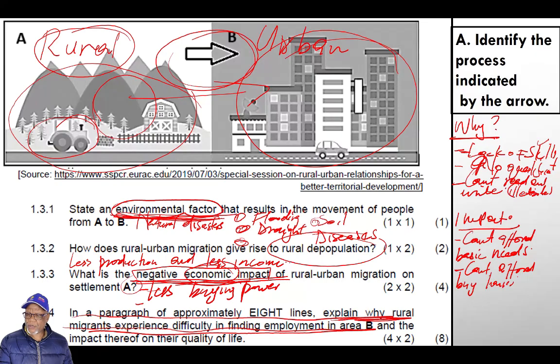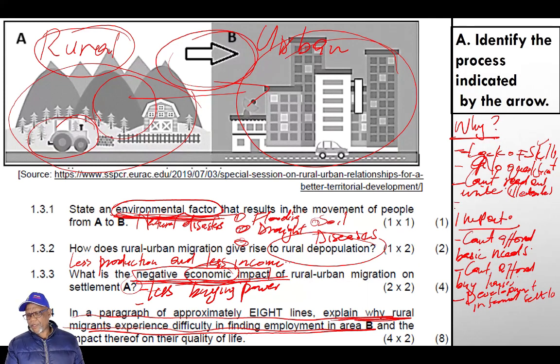And because they can't find jobs, remember the question wants you to give the reason why they can't find jobs, and then how not finding a job is going to impact them. They are going to result in development of informal settlements, because they cannot buy houses. But they need a place to stay, so they end up building their own houses.